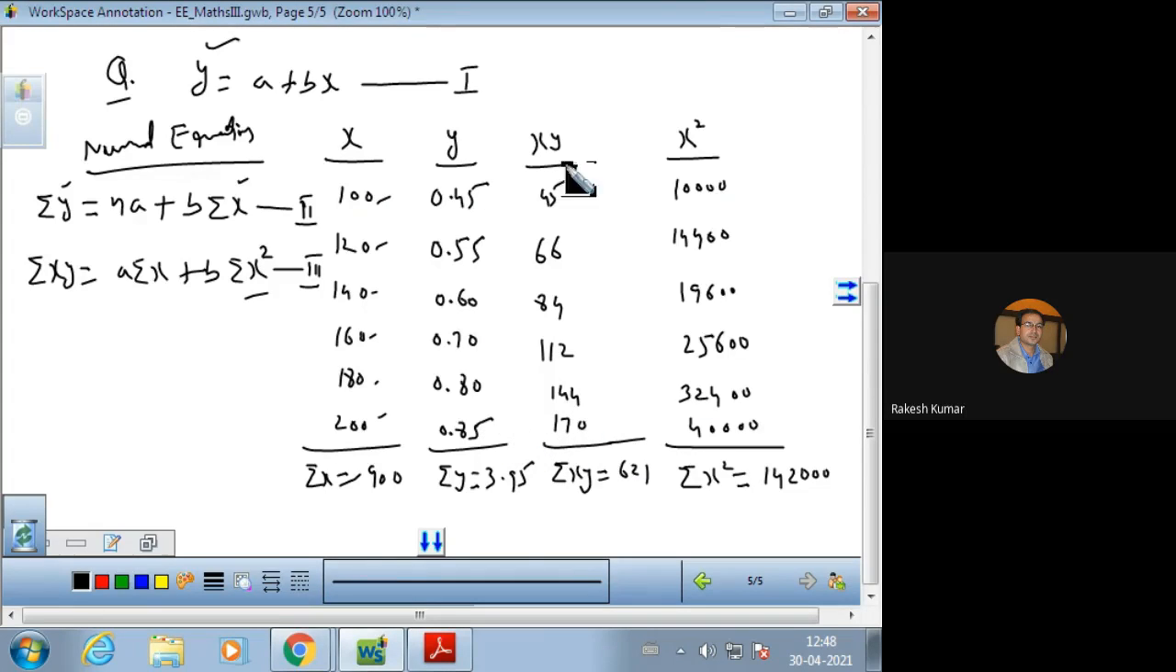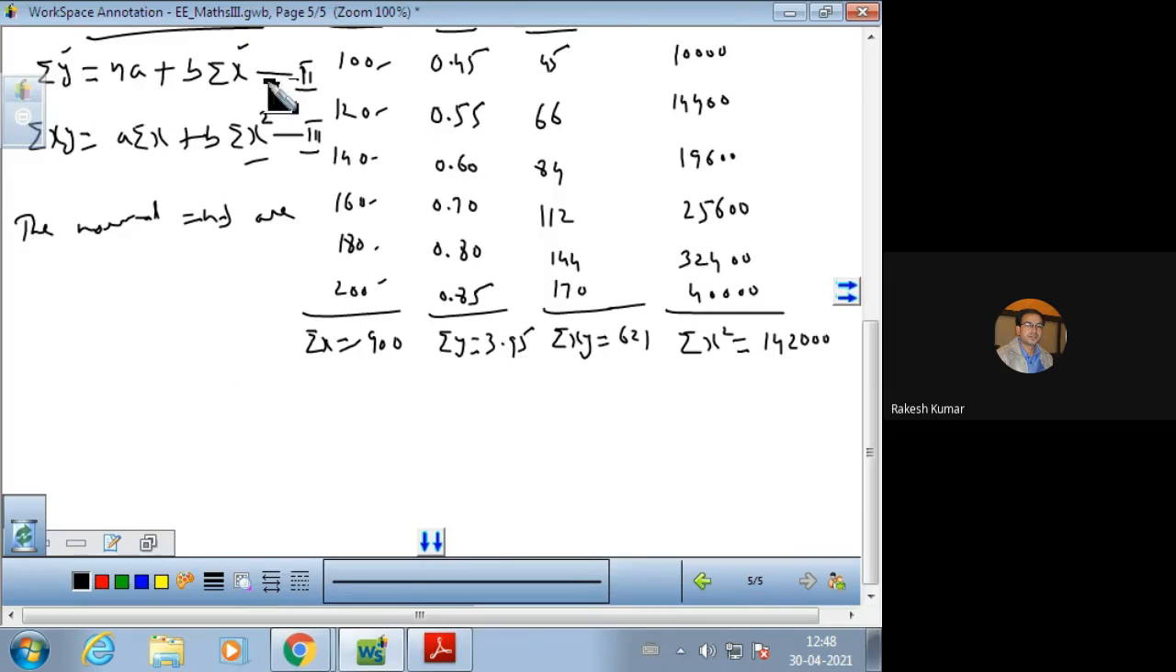Now all the values have been computed with the help of the table. So the normal equations are, put the values in the normal equations. In the first, sigma y is 3.95, n is 6, so 6a plus sigma x, 900, into b. And in the second equation, put the values. Sigma xy is 621, sigma x is 900a plus b sigma x square.